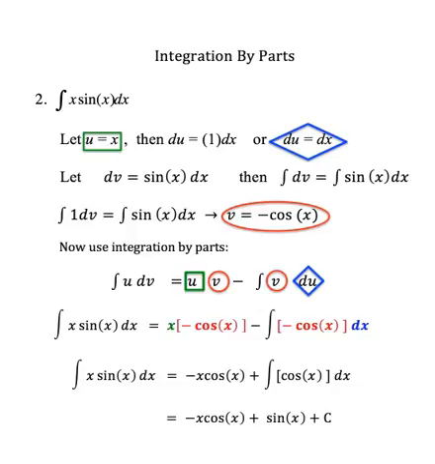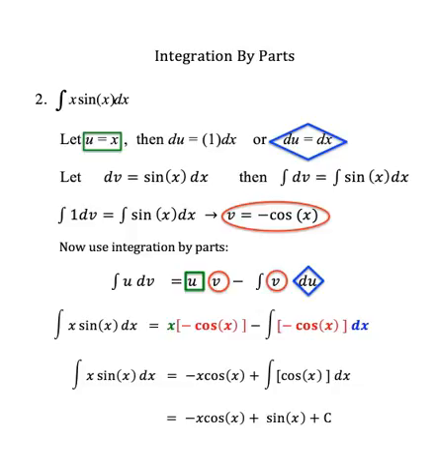Or the integral of 1 dv turns into v, and the integral of sine of x dx turns into negative cosine of x. So in conclusion, v is equal to negative cosine of x. Now we pull out the rule for integration by parts. The integral of u dv is equal to uv minus the integral of v du. So the integral of x sine of x dx is equal to x, because that's what u is, negative cosine of x, because that's what v is, minus a new integral of negative cosine of x, because that's v again, and du turns into dx.